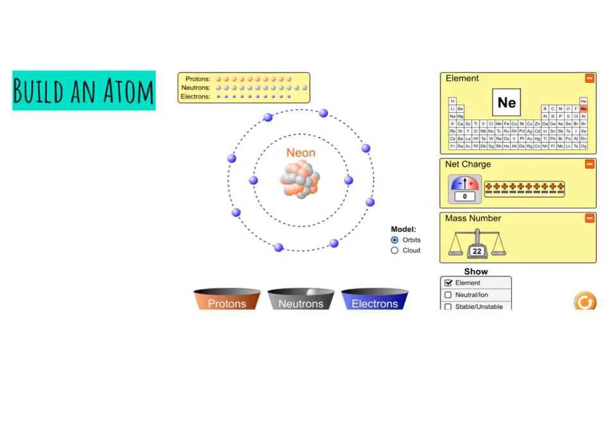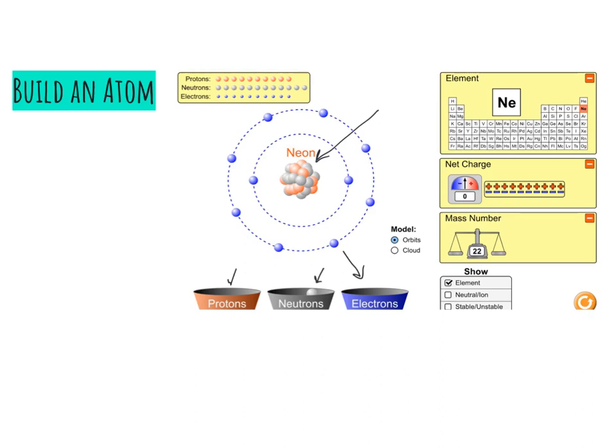Here we have a neon atom. So we can see that the center, which we call the nucleus of this atom, has protons and neutrons in it. So protons and neutrons make up that nucleus, that center of the atom. Then surrounding that nucleus, we have electrons, which are in blue. And so electrons are in a field or a cloud surrounding this nucleus at different energy levels.